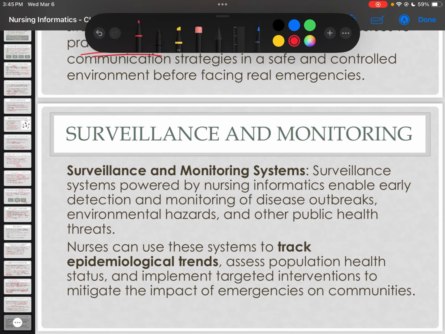And lastly is surveillance and monitoring. Surveillance and monitoring systems powered by nursing informatics enable early detection and monitoring of disease outbreaks, environmental hazards, and other public health threats. Class, one of the main monitoring systems I found nicest, which tracks environmental hazards, is PAGASA. Okay? They can predict typhoons.